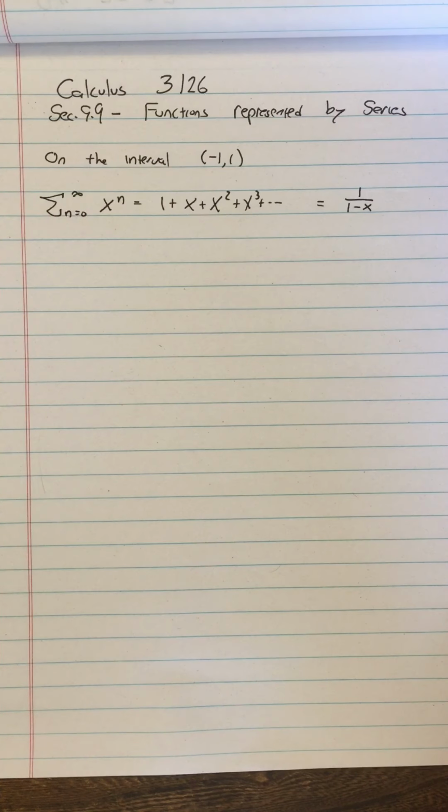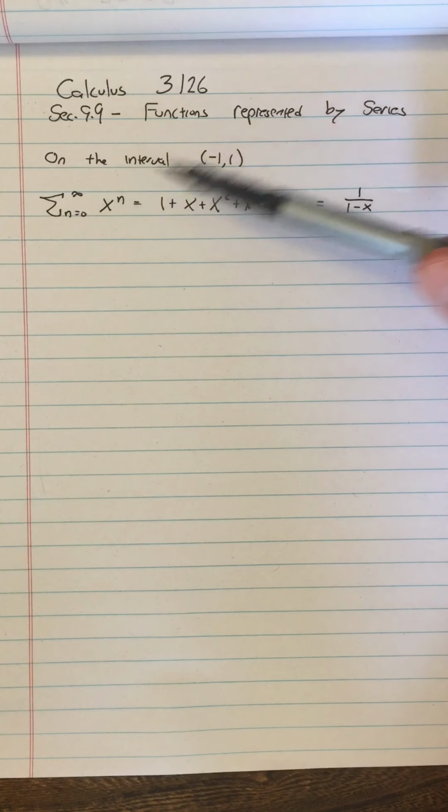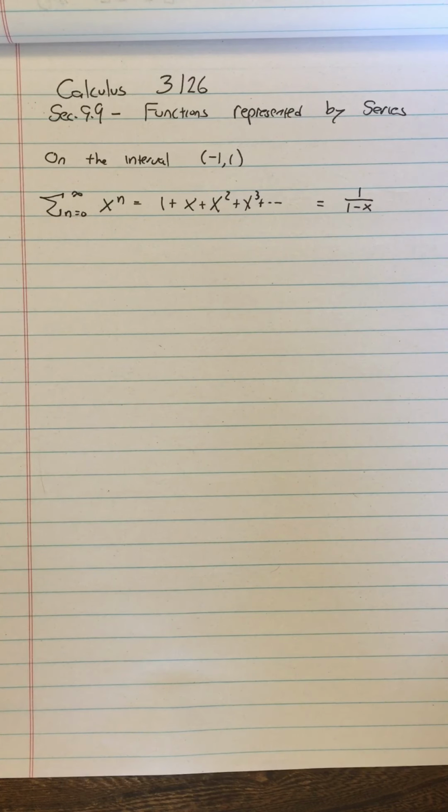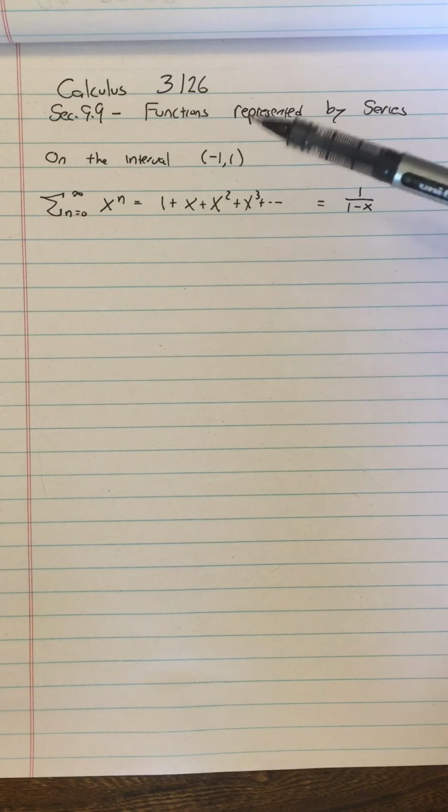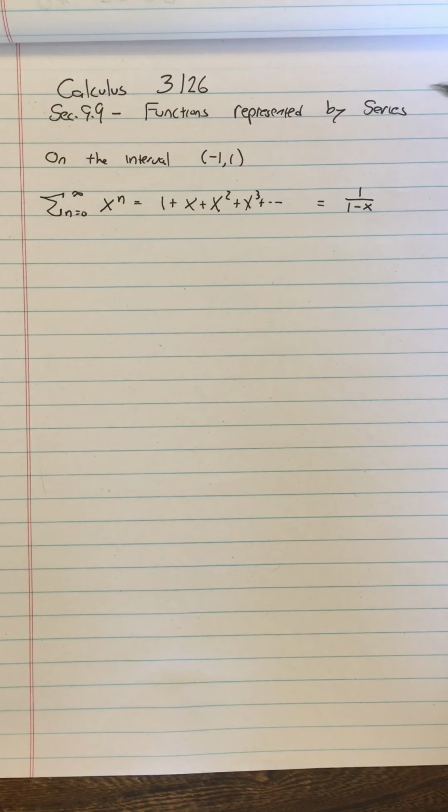So this is section 9.9, functions represented by series. What this is about is we talked about that these series can represent a function over the values for which the series converges. So for example, we know that the sum of x to the n, that's a geometric series, and it's a special case of the power series where the c sub n's are all 1 and the a is 0. So it's also a power series and it's a geometric series. And we know that that's equal to 1 over 1 minus x because that's the a sub 1 over 1 minus r from geometric series.